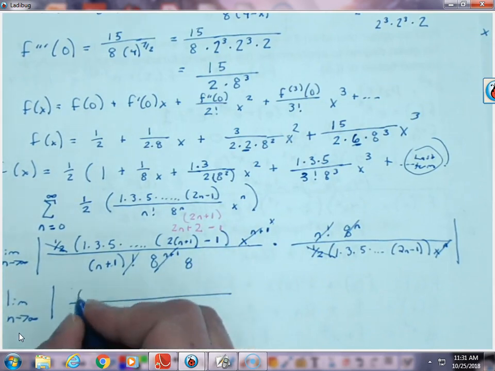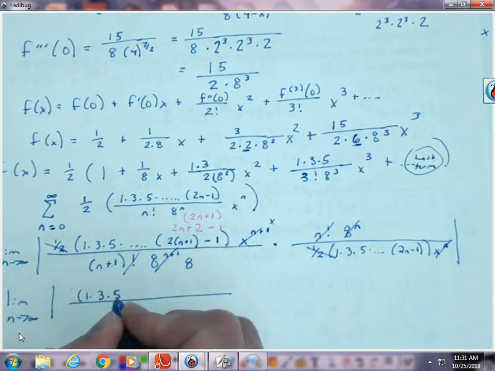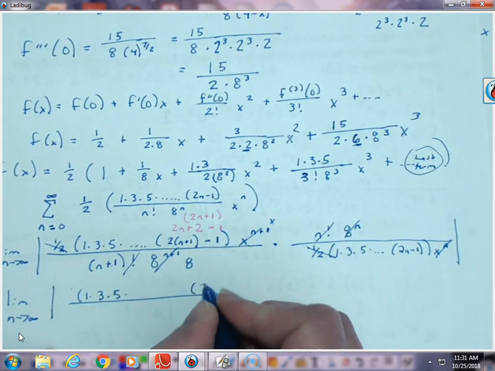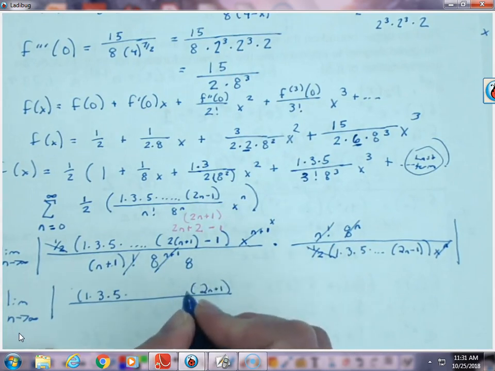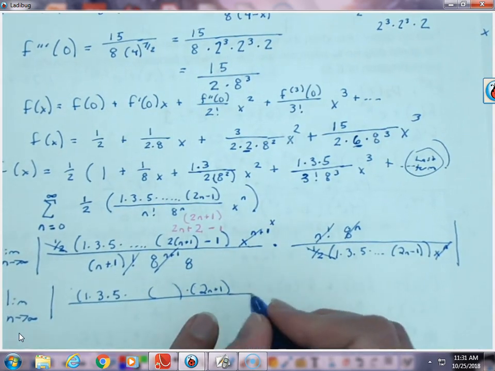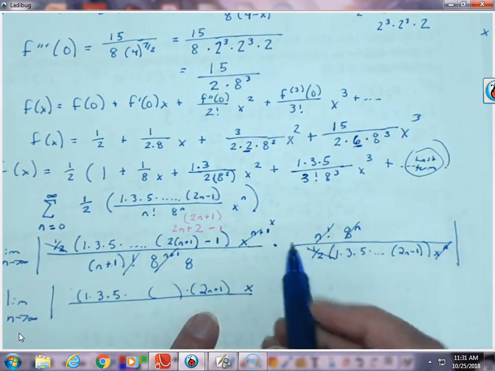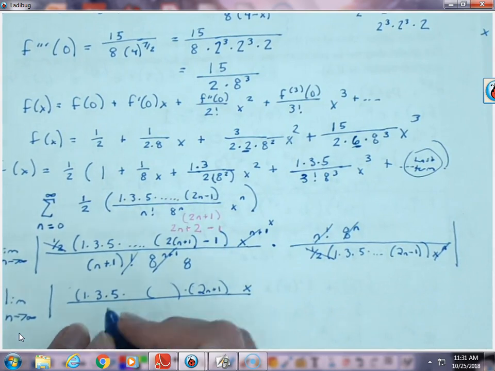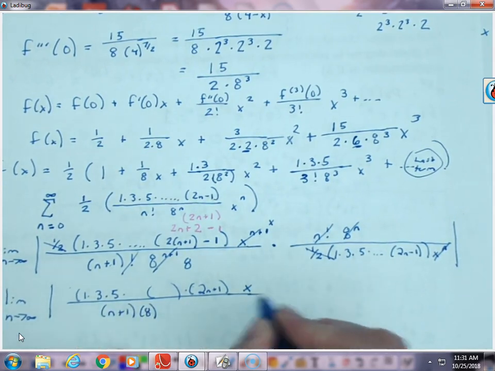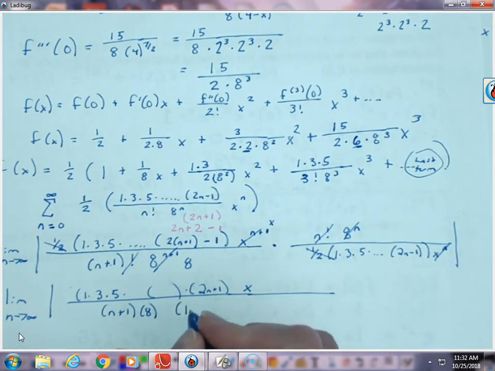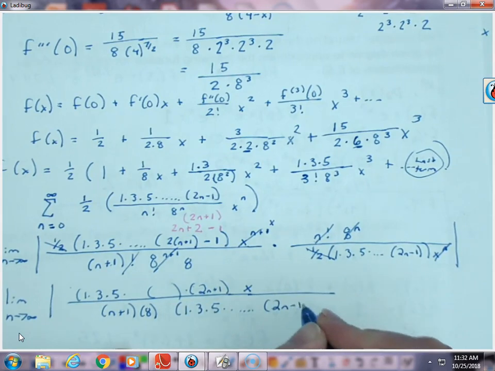All right, so we've got this 1 times 3 times 5. I'm going to leave a little room. It goes all the way up to 2n plus 1, but I need to figure out what comes right before that. So I still have an x in the numerator. That's it for the numerator. I have an n plus 1 and an 8. And then I've got this guy, the 1 times 3 times 5, dot, dot, dot, 2n minus 1.